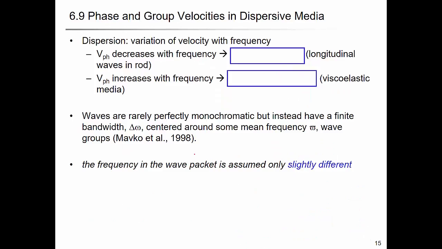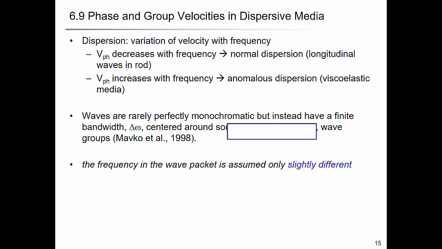Good. So then we'll talk about dispersive media, and dispersion means that the velocity varies with frequency. And if the phase velocity decreases with frequency, it's called normal dispersion. And if phase velocity increases with frequency, it's anomalous dispersion. It's just the common language in geophysics and also electromagnetism.